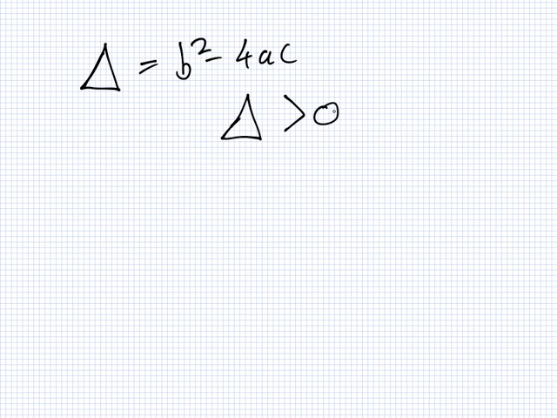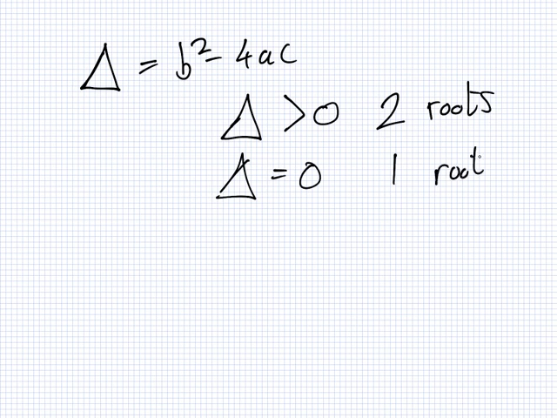So just to make it perfectly clear, discriminant is b squared minus 4ac, and if the discriminant is positive, that means we have 2 roots, and if it's 0, that's 1 root. Yeah, and then negative is no roots. Yeah? Okay.